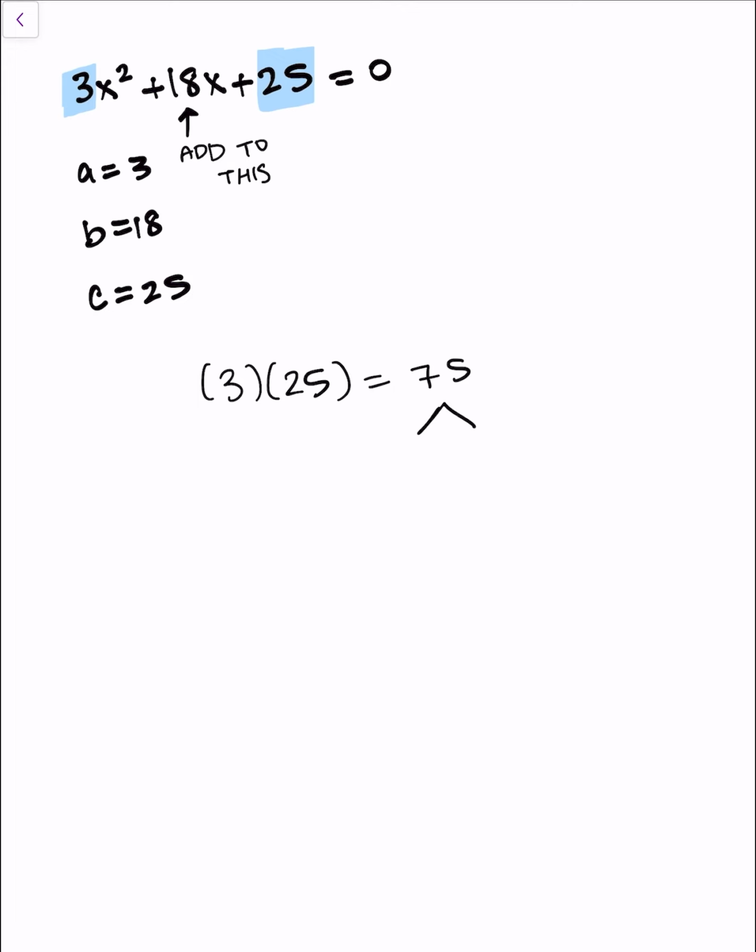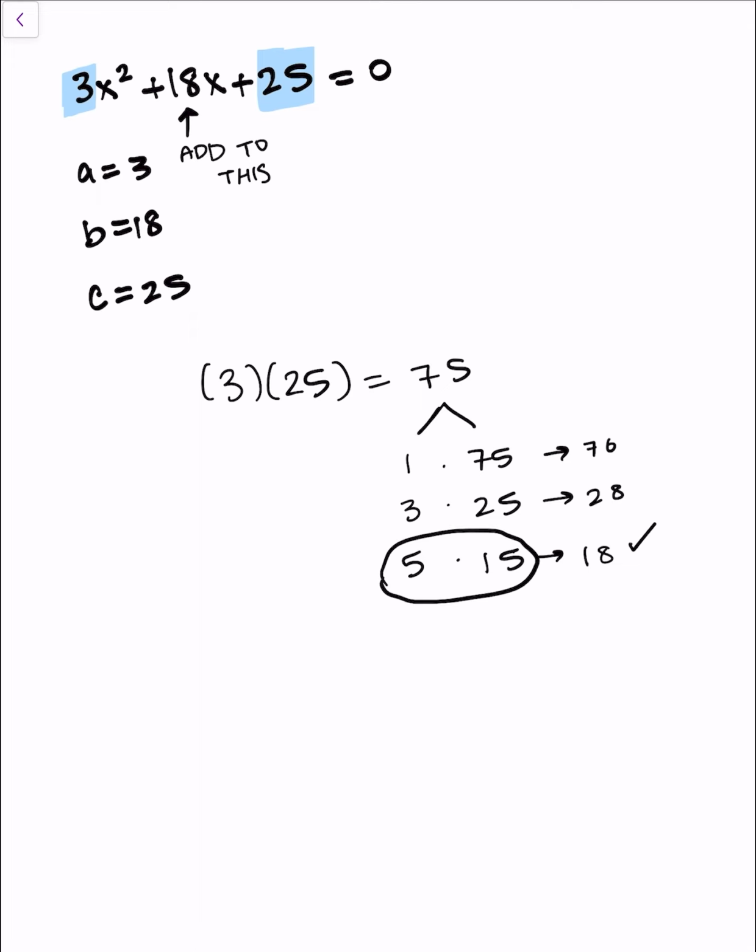Okay, first I'm going to try 1 times 75. That adds to 76, so that doesn't work. 75 is not divisible by 2, so I'm going to move to 3. 3 times 25 adds to 28, so these do not work. The next one is 4. That doesn't work, since 75 divided by 4 is not a whole number, so we're going to move to 5. 5 times 15. Those two values add up to 18, so that works. So we're going to use 5 and 15 because they multiply to 75 but add to 18.